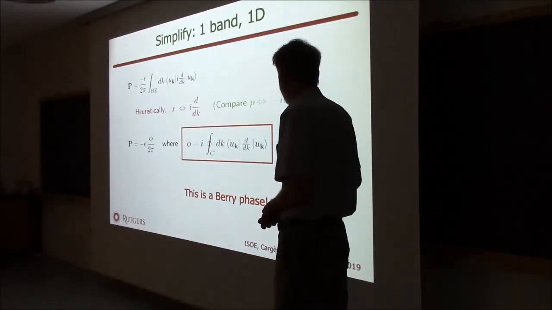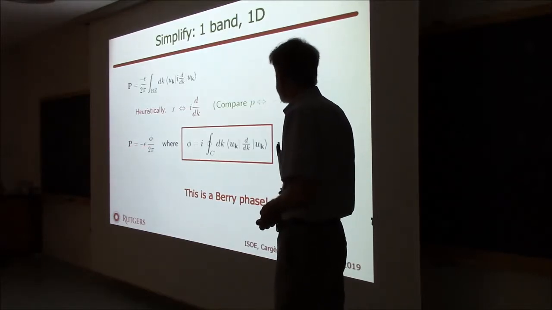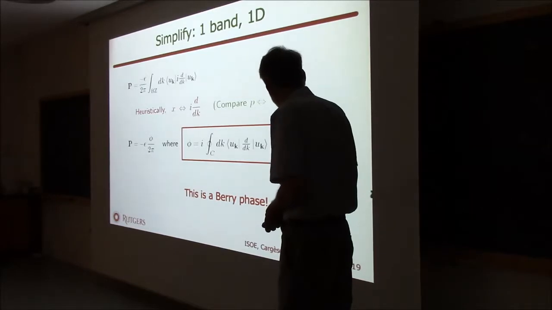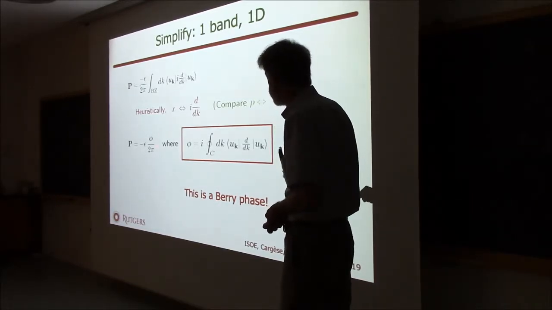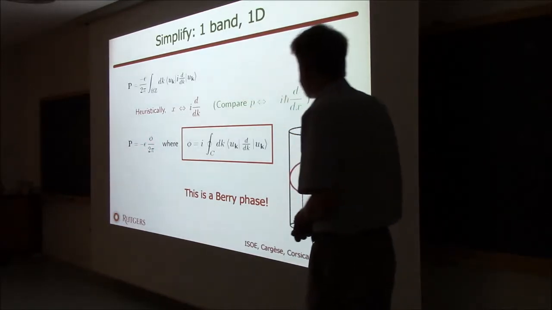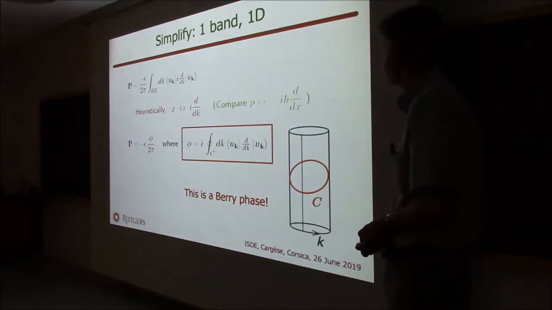Okay, so here's sort of where we are. It turns out that you can write the polarization, again, I'm in one dimension, as the Berry phase as I take the Bloch function around the Brillouin zone in one dimension, divided by 2 pi to make it be an integer, times minus e, the charge of the electron, and that's what the polarization is in one dimension.